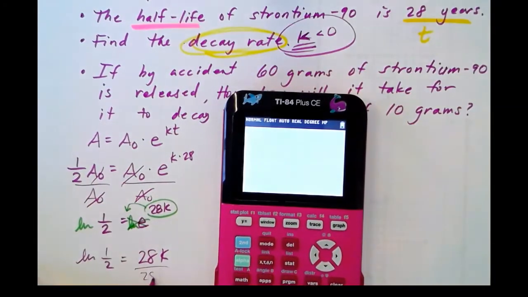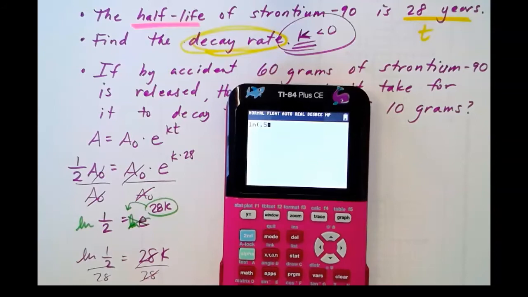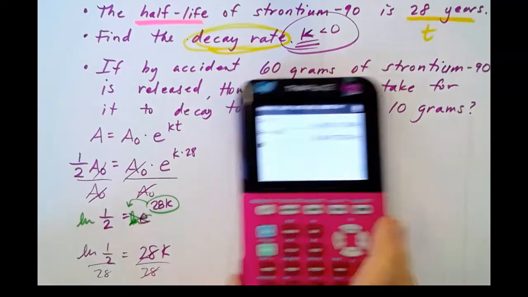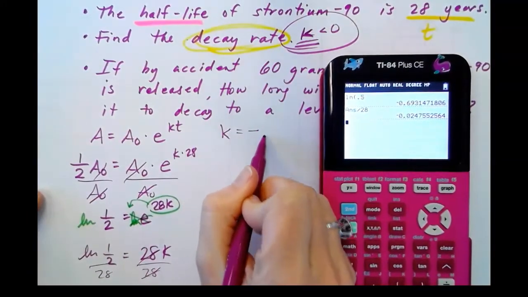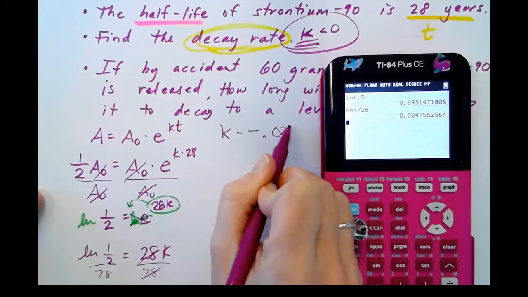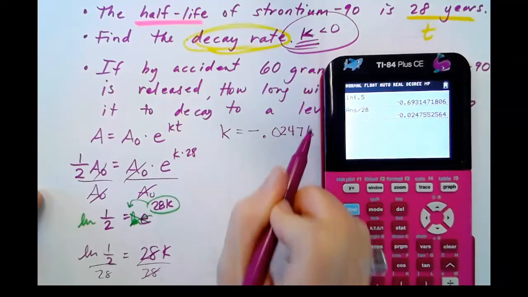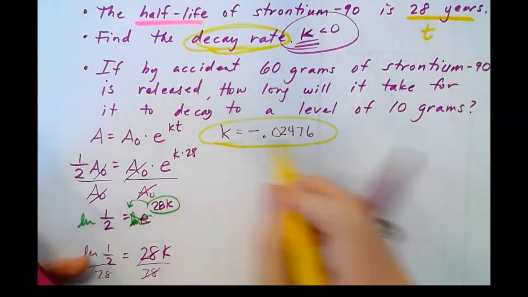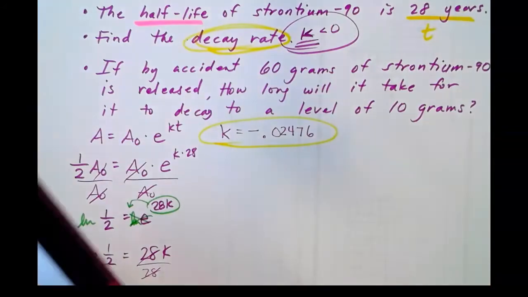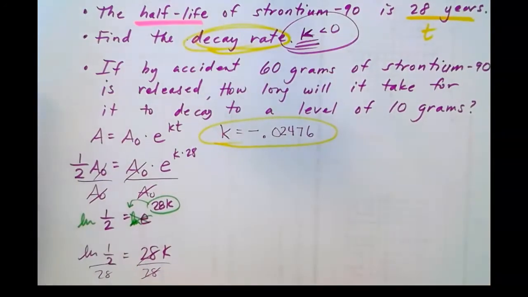So let's go ahead and divide by 28, and we're going to get our k value. So ln of 0.5 is that divided by 28. We have a decay rate of negative 0.02476. Don't be harsh with your rounding. Take it way out there because the more digits we have, the more precise our calculations are going to be.